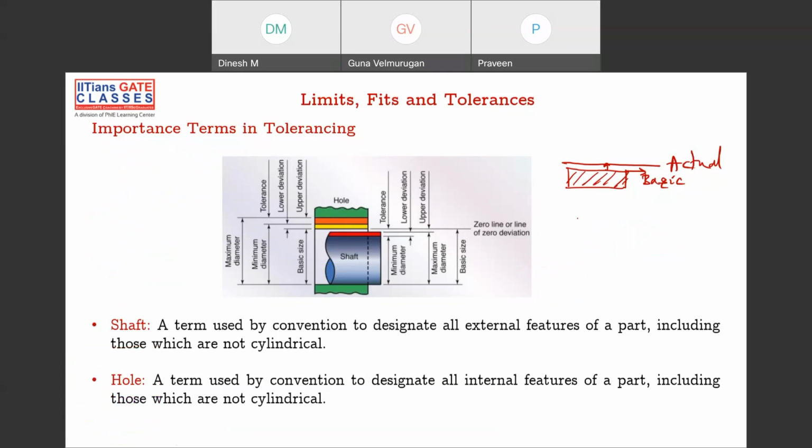Okay, fine. Now we have to decode this complete diagram. So let me take a different ink and explain that. Okay, this one. If you see this line, this is your zero line, they say. Zero means the dimension is not zero. Zero line in the sense the basic size, right?